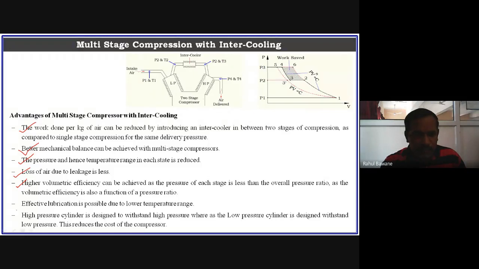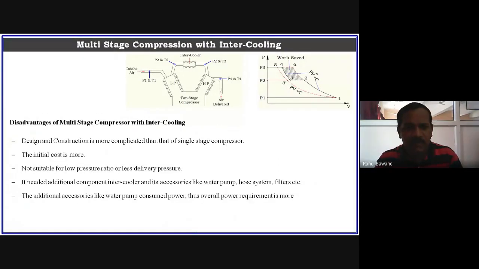Effective lubrication is possible, yes, because of lower temperature in each stage, so lubrication will be proper. The high pressure cylinder is designed to withstand high pressure, and there is also a low pressure cylinder. So there are two pressure ranges, low pressure and high pressure. For high pressure, we definitely have to design accordingly to sustain that high delivery pressure. But it is a small cylinder, so the design is very simple, rather than compressing the whole charge in a single cylinder, where the design becomes very complicated.